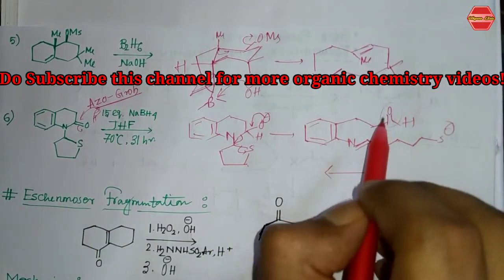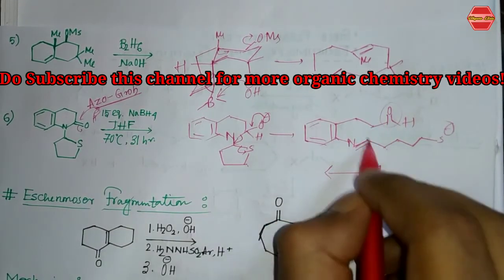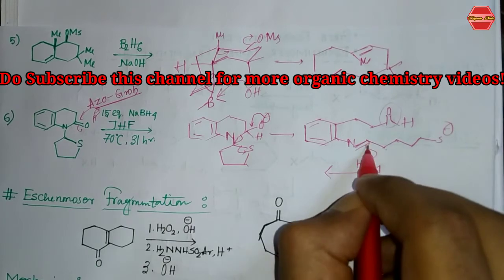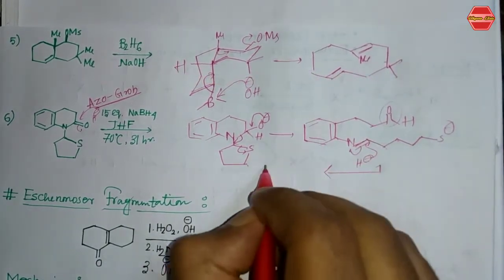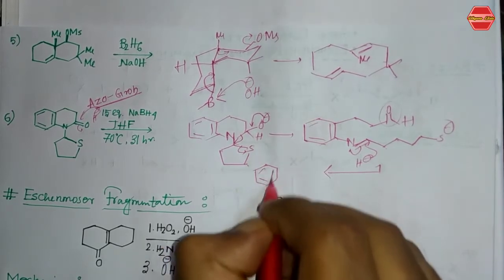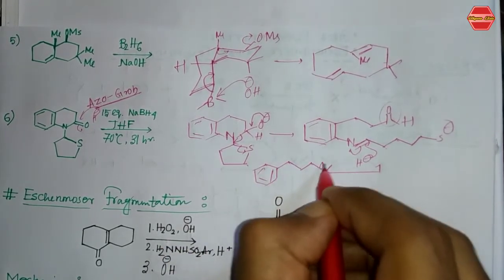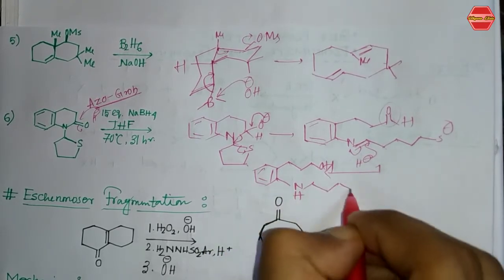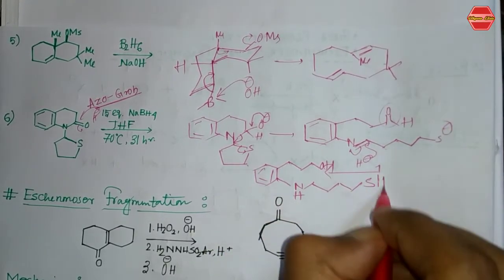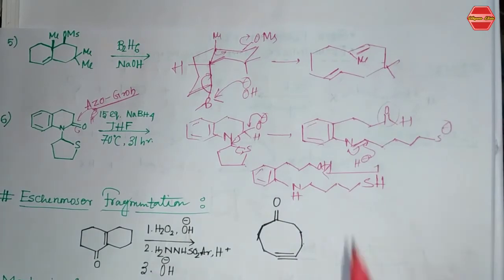So this aldehyde is also reduced, and this imine is also reduced in this way, and this is also reduced to the primary alcohol. So we are getting the final product, this one, and it is finally protonated, and we are getting this SH. Okay, so this is the overall product from this reaction.